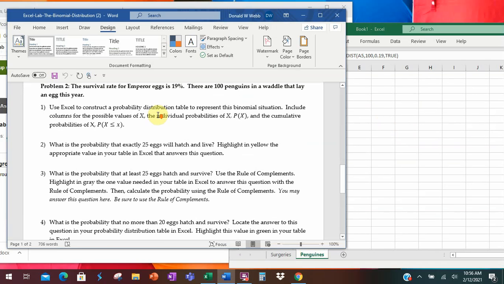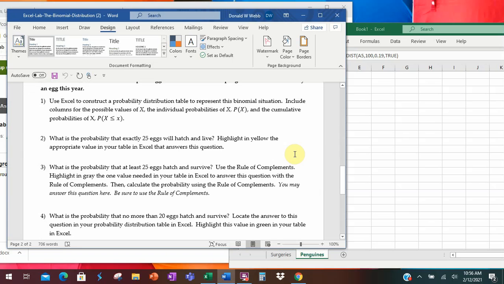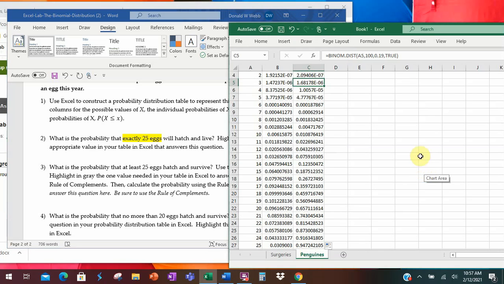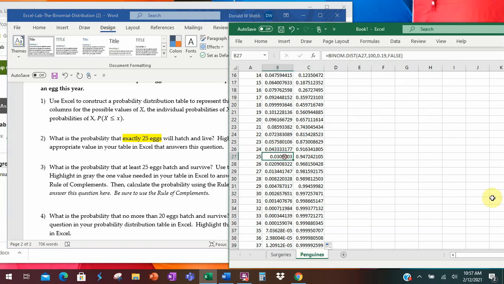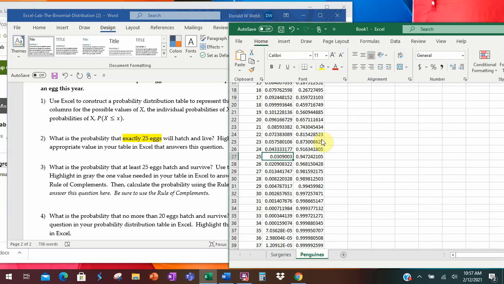Okay, so now let's see what it's asking us based on the binomial probability distribution. What is the probability that exactly 25 eggs? That's kind of what the binomial distribution does for us. It allows us to say out of a particular number, if we have some known success with the characteristic, what would be the probability of exactly a certain thing, and then we can analyze it. Okay, so it says exactly 25. I'm not going to use this cumulative. That's the exact one, and all I want to do is just highlight that one. So there's my highlight. Okay.